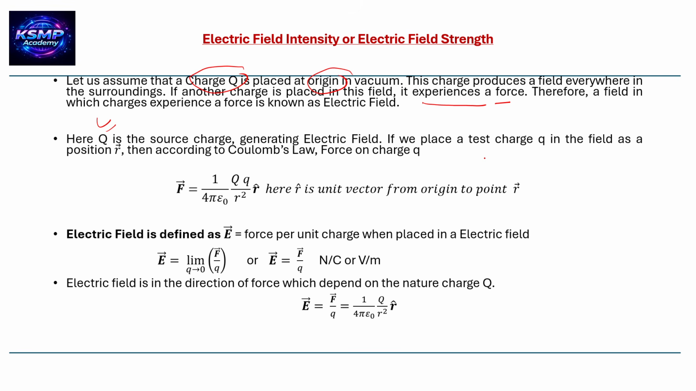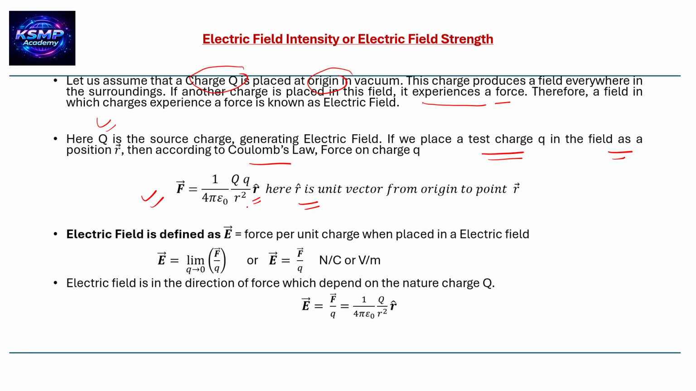And if we place a test charge in this field at a position R, then according to Coulomb's law, the force on the test charge is given by this relation, that is 1 by 4 pi epsilon naught Q upon R square unit vector R. The unit vector is in the direction of the force. It is giving us the information regarding the direction of the force.